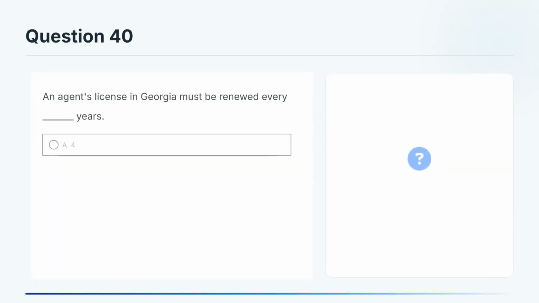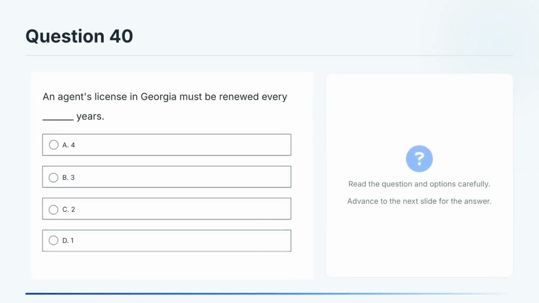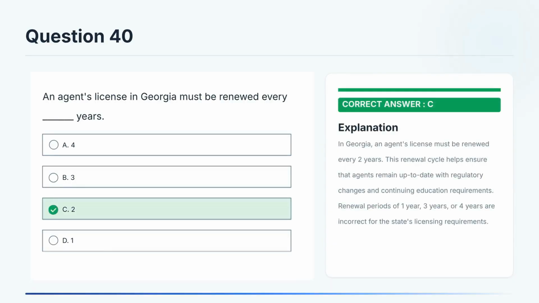Question 40. An agent's license in Georgia must be renewed every blank years. A. 4. B. 3. C. 2. D. 1. The correct answer is C. 2 years. In Georgia, an agent's license must be renewed every 2 years. This renewal cycle helps ensure that agents remain up to date with regulatory changes and continuing education requirements. Renewal periods of 1 year, 3 years, or 4 years are incorrect for the state's licensing requirements.